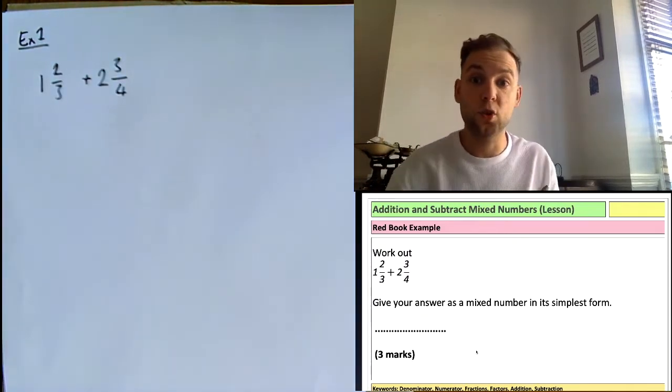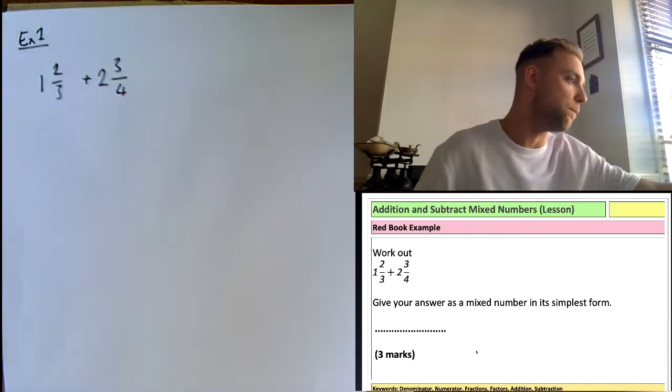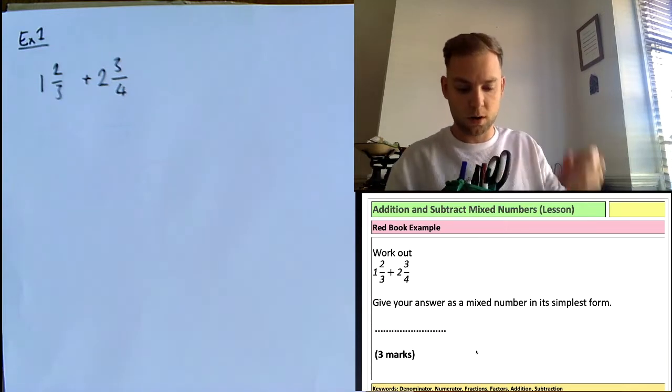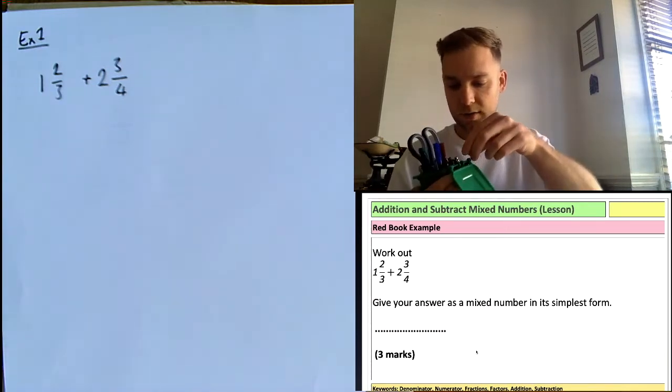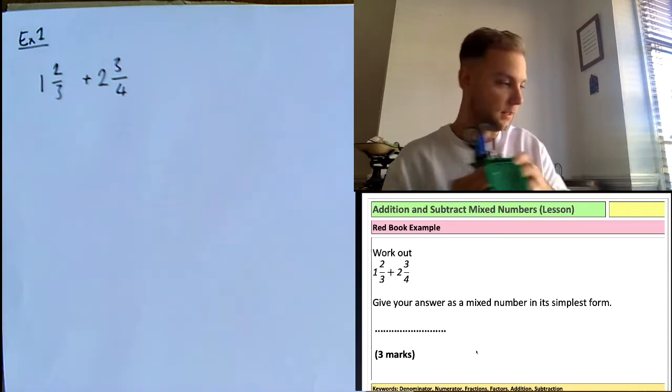Now there are actually 2 ways of doing this, and I'm going to show you both of these ways. I'm going to show you one in red, and I'll show you one in a different colour. Or do you have to do it in black? So let's do red and black.